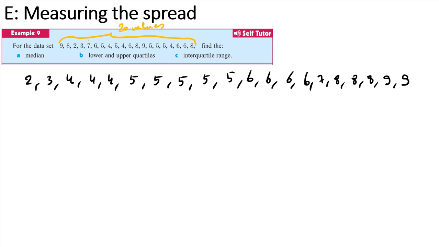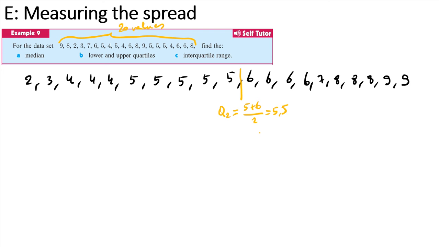Okay, so 20 values. To find the middle one, that is between the 10th and the 11th value. So 1, 2, 3, 4, 5, 6, 7, 8, 9, 10. So the middle is between those two. To find the median or Q2, we have to do the 10th value plus the 11th value divided by 2, which is 5.5.